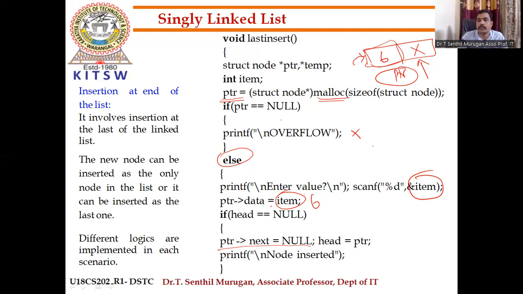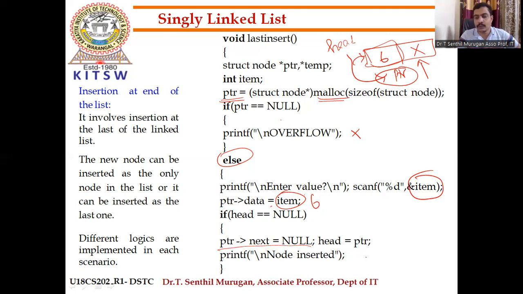After that, head equal to pointer. So the pointer value is assigned to head, head equal to pointer. So now you have assigned these values. Okay, node is inserted. So what is the meaning of that? For last insert also, it will check whether memory is created. If memory is not there, we can print memory not available. Otherwise, we can return the pointer value. If only one node is there, then this is the procedure.